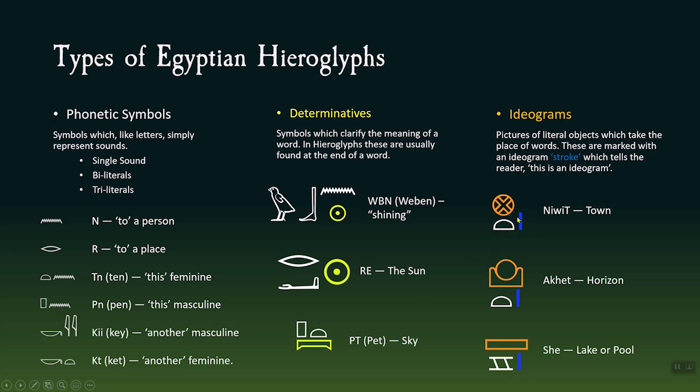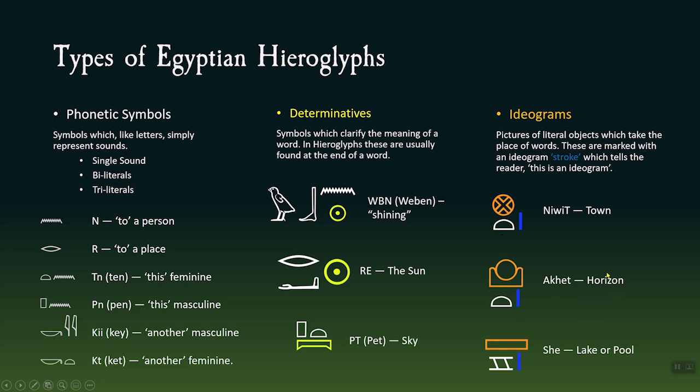And then the most important of all is this little ideogram stroke. And you can see that it's on every one of these symbols. And this is how the Egyptians marked an ideogram. So if you're reading Egyptian hieroglyphs and you see a word and it has this little stroke next to it, you know that in this word is the picture of the thing that's being described.